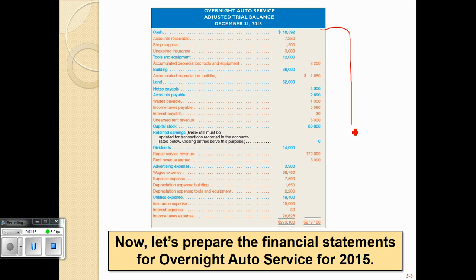These items up here are all going to show up on the balance sheet. These items down here are all going to show up on the income statement, and dividends is just going to get closed to the balance sheet. So that's kind of where these items are going.